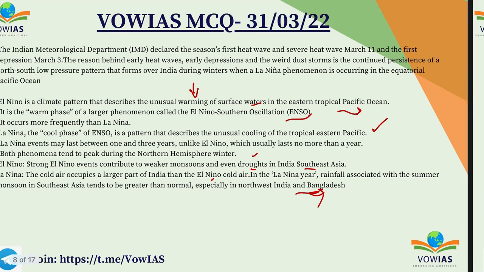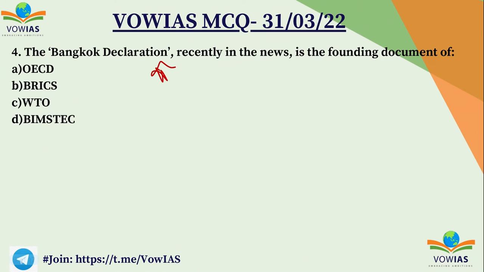Now let's look at the next question, the fourth question. The Bangkok Declaration, recently in news, is the founding document of A, OECD, B, BRICS, C, WTO and D, BIMSTEC. So Bangkok is in South Asia, so something related to South Asia is what we have to think, right? So it should be somewhat near to Thailand. OECD is a huge body, and OECD will not have anything specific to South Asia, in fact. So OECD we can eliminate.